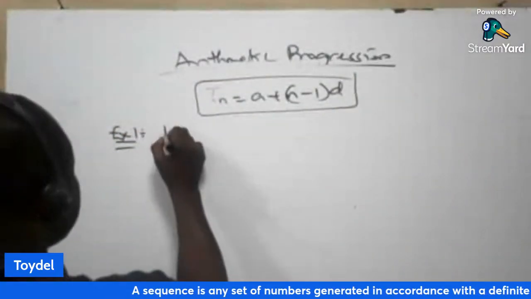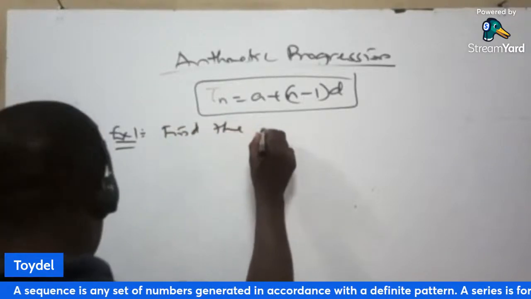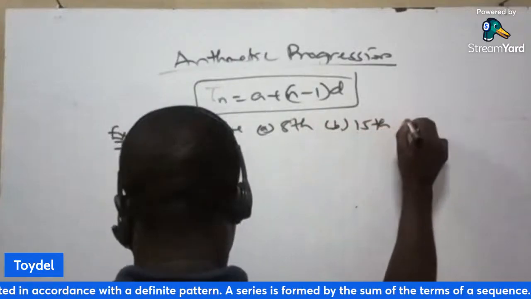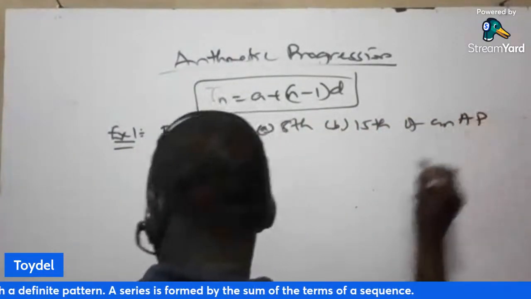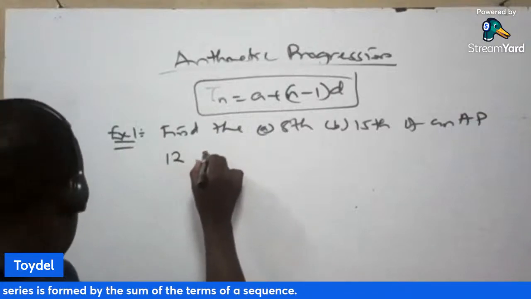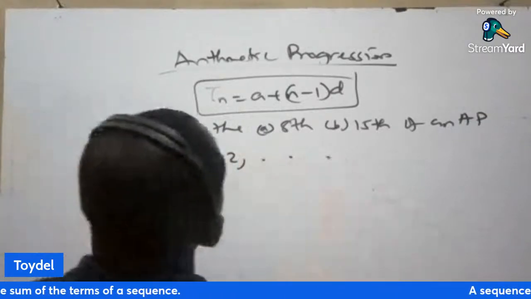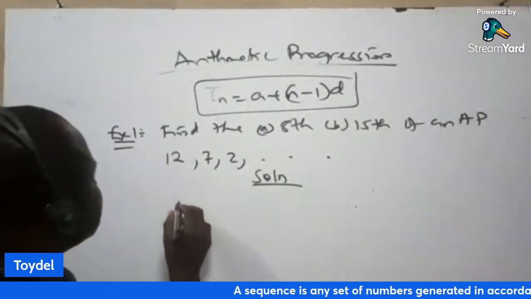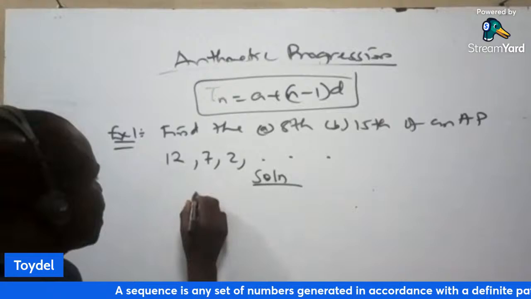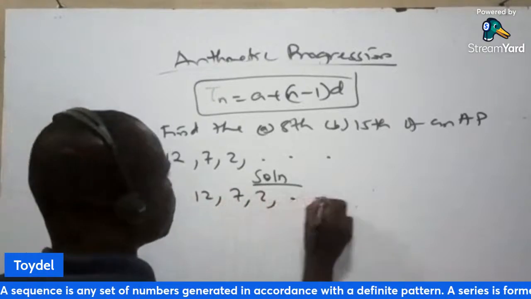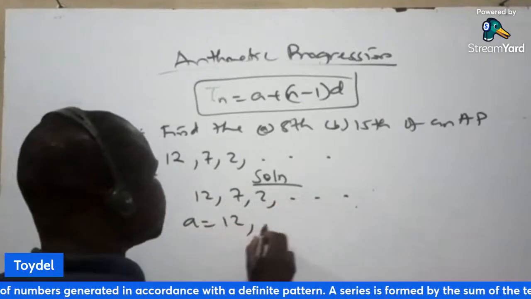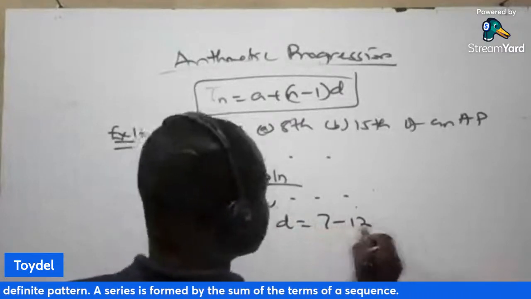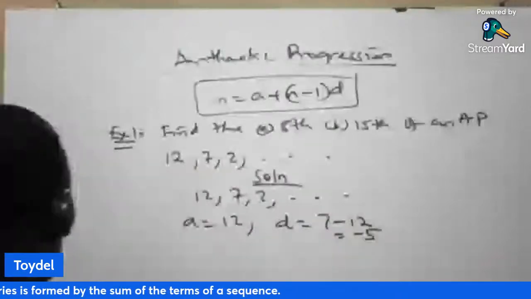Example 1. Find a, the 8th term, and b, the 15th term of an arithmetic progression given as 12, 7, 2, dot dot dot. In this case, what is the formula? We first write out the formula. We have 12, 7, 2, dot dot dot. The first term in this case is 12. The common difference is equal to the second term, 7 minus 12, and that is equal to minus 5. That is what we are going to get in this case.